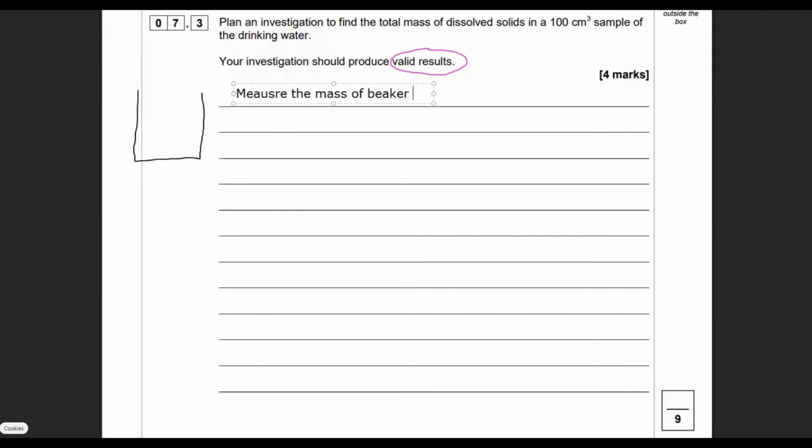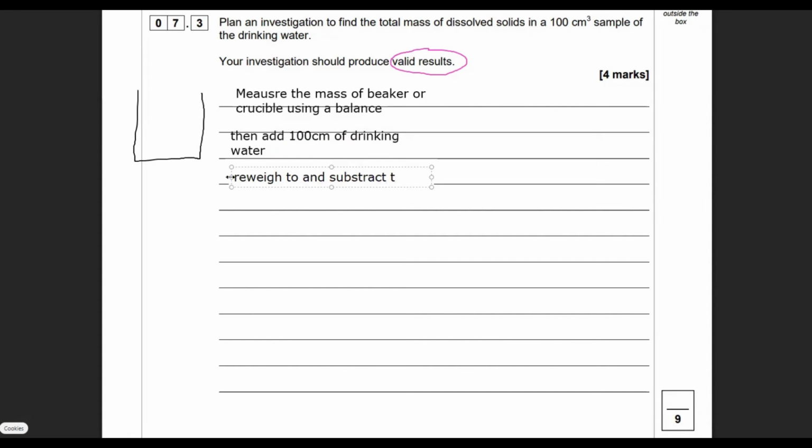So the first thing to do is measure the mass of an empty container that you're going to weigh things in and put things in. So you know the mass of that container. So it could be like an empty beaker, a crucible, a little dish, whatever. You're then going to add 100 centimeter cubed of the drinking water to the container, reweigh and subtract, so you know how much the water weighs, how much the container weighs.